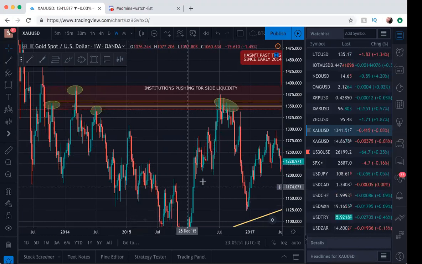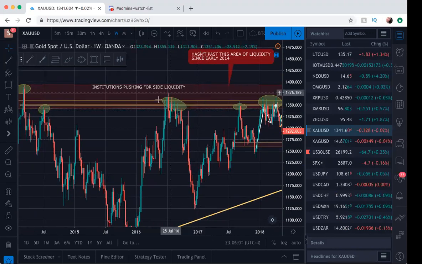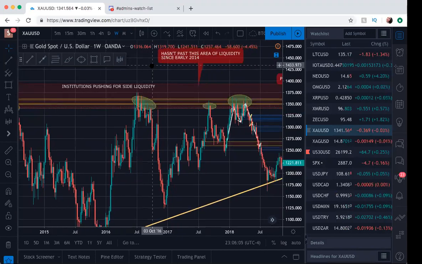Or this is the areas that they're pushing it up to. And again, this ties in with the order blocks. The banks and institutions want to push it to these levels. They create these levels of liquidity. And liquidity is a third party taking on risk.